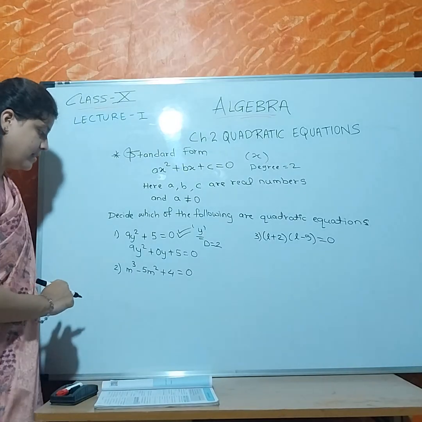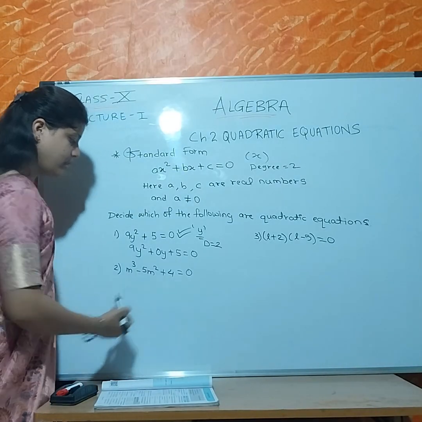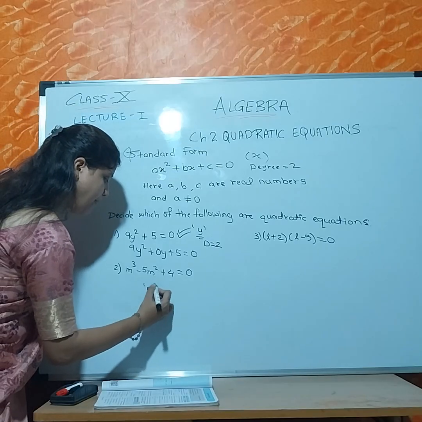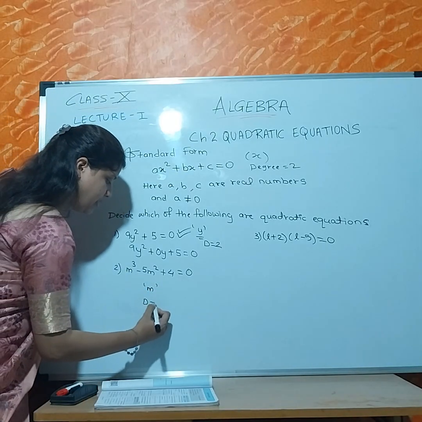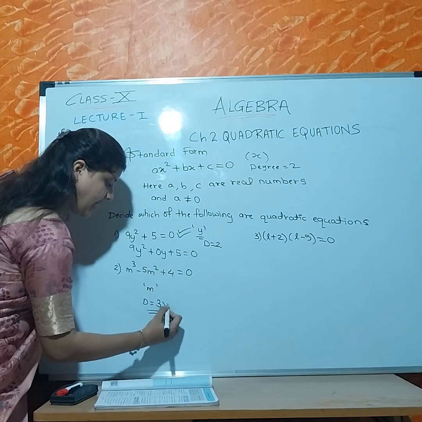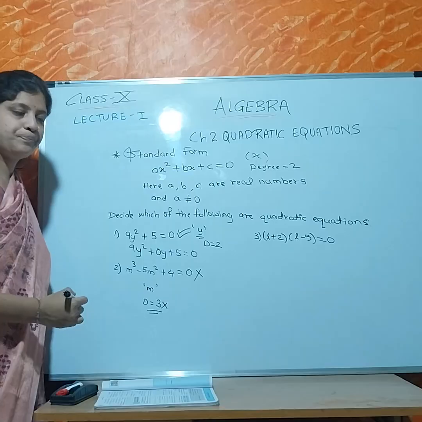Now second one, see, m cube minus 5m square plus 4 is equal to 0. Here m is the only one variable, but the degree of the equation is 3, which is not acceptable. So this is not a quadratic equation.